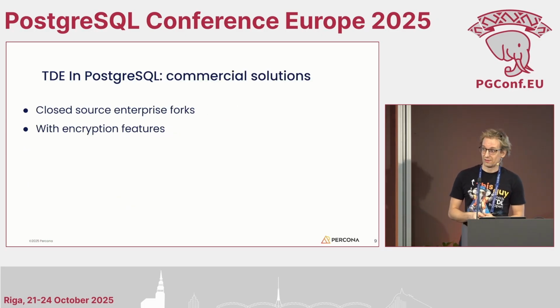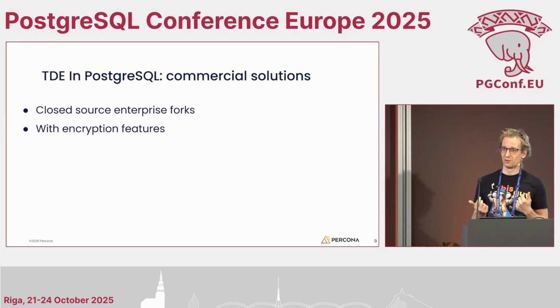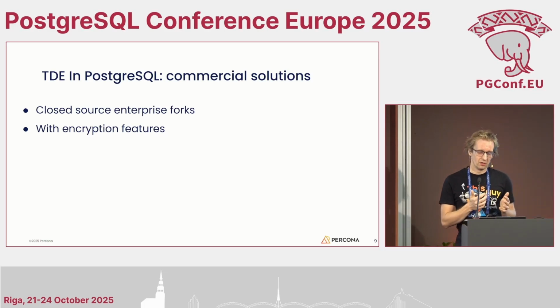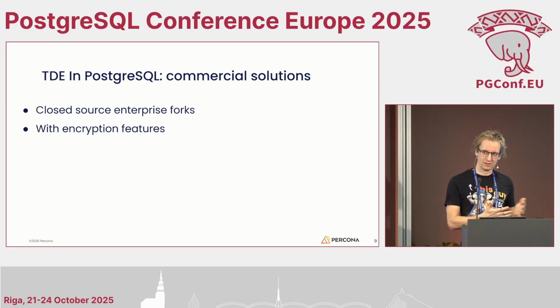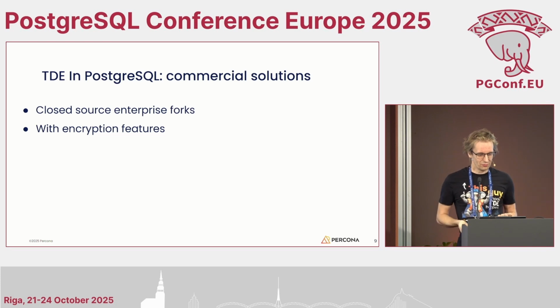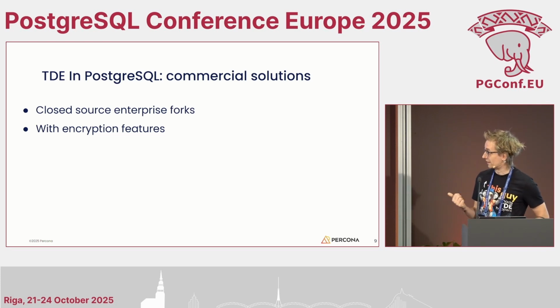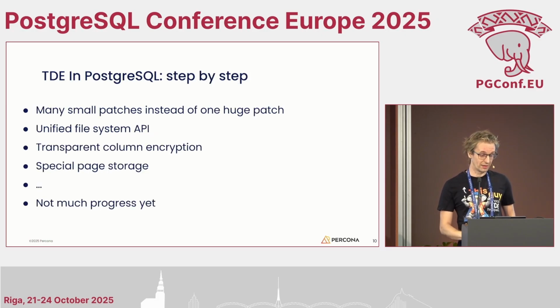We, of course, also have closed source enterprise PostgreSQL forks, and many of these actually implement encryption as additional features on top of the community version of PostgreSQL, but these are not open source. So you have to pay some company and receive their products to use these encryption features. These are specific to that product.